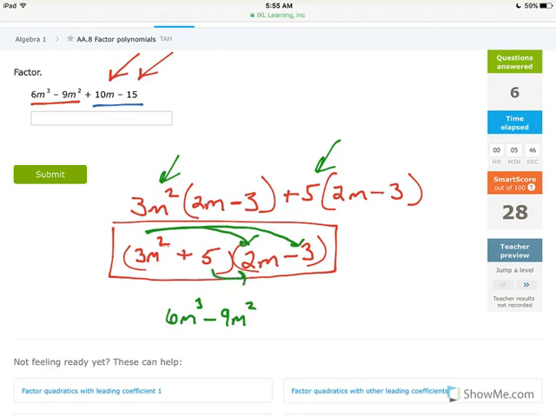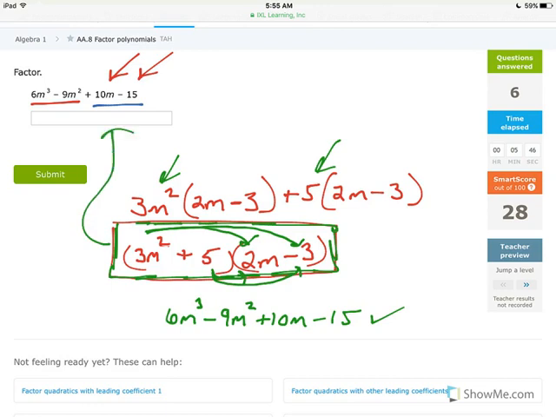5 distributed in should get you 10m. And then 5 distributed against the negative 3 should get you negative 15. So if we check that, that checks out. So again, these should be your two factors. Those need to go into the answer box right up here.